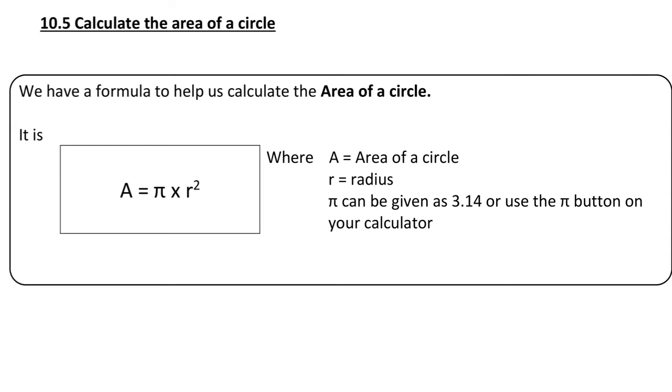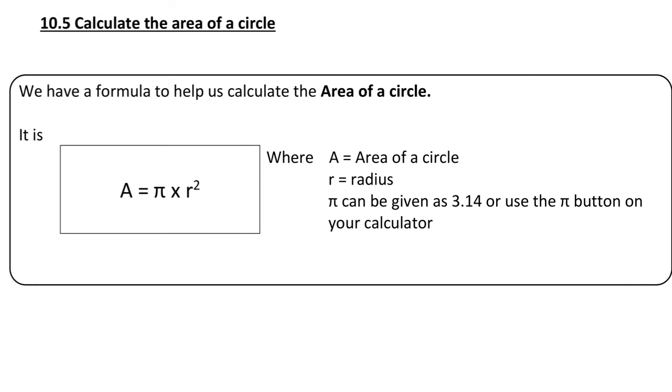In this video we're going to look at finding the area of a circle. Now we have a formula that helps us calculate the area of a circle, and that's A = πr², where A is the area of the circle, r is the radius, and again we can use π as 3.14 or use the pi button.